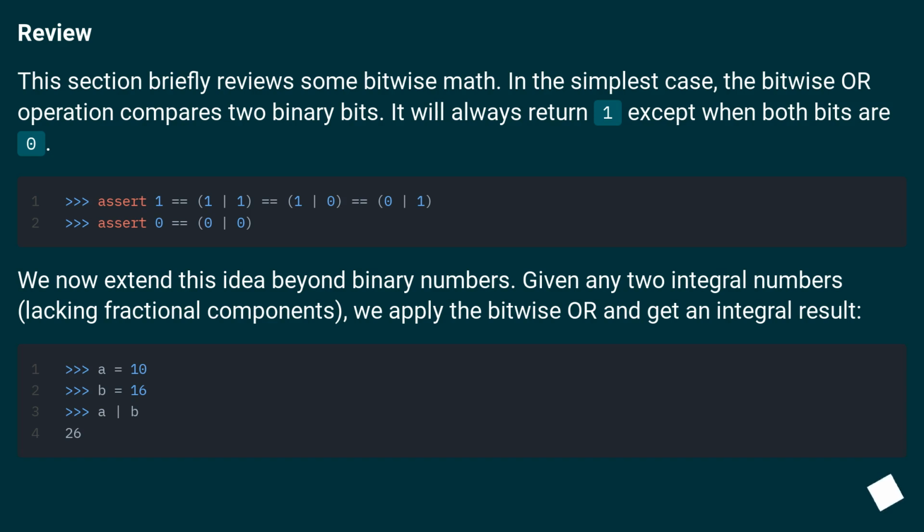Review. This section briefly reviews some bitwise math. In the simplest case, the bitwise or operation compares two binary bits. It will always return 1 except when both bits are 0. We now extend this idea beyond binary numbers. Given any two integral numbers, lacking fractional components, we apply the bitwise OR and get an integral result.